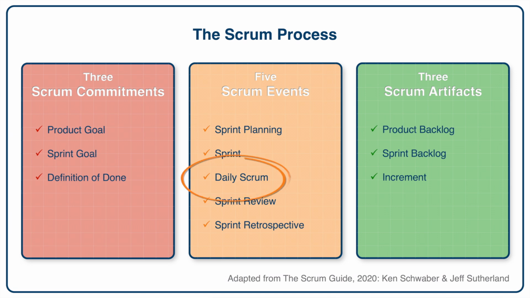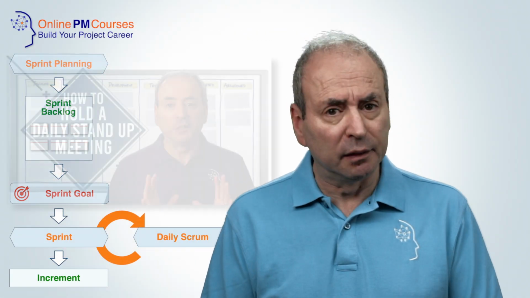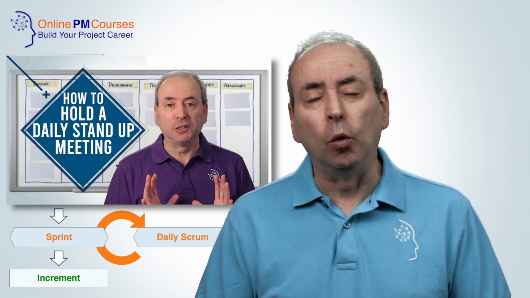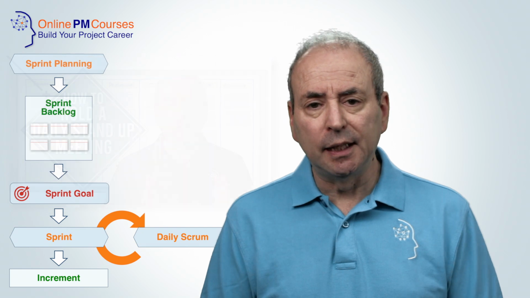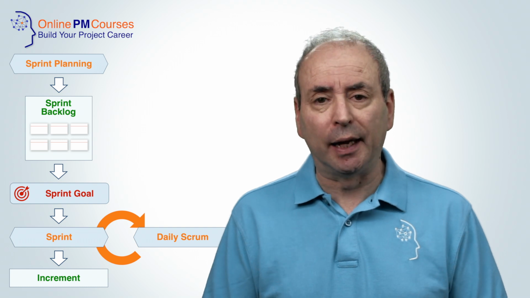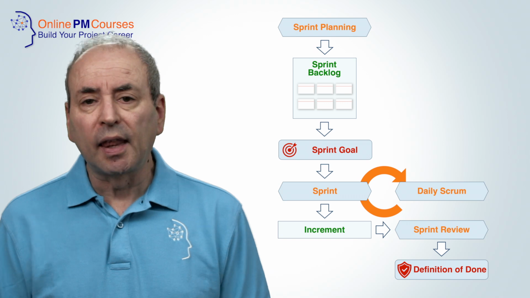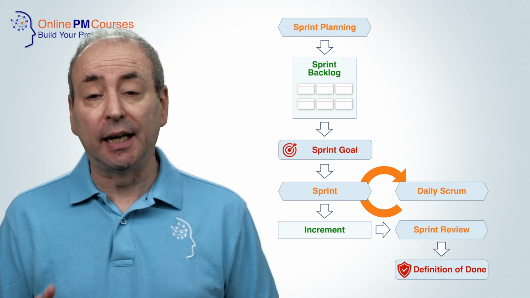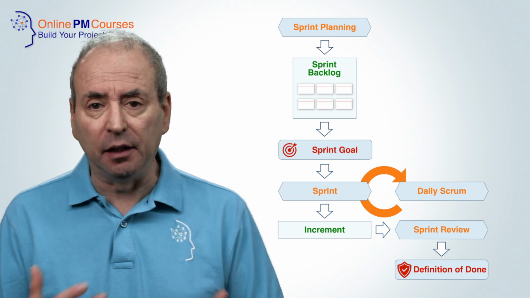During a sprint, the team will hold daily scrums, the third type of Scrum event. At the scrum, usually a morning stand-up, they'll examine their progress towards the product goal. Typically, daily scrums are time-boxed at around 15 minutes and are held at the same time and same place every day.